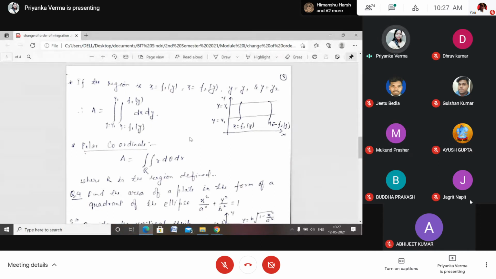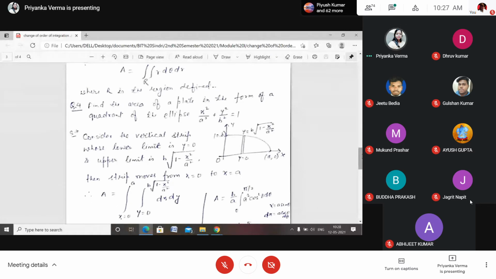Okay, this is in the Cartesian coordinate system. If you take it in the polar coordinate system, there will be the term double integral of r dr d theta. Here capital R represents the region defined in the problem, while small r represents the polar curve. So in Cartesian, double integral of dx dy, in polar coordinates r dr d theta. This is the formula to find the area of the curve. Now let's solve some problems.